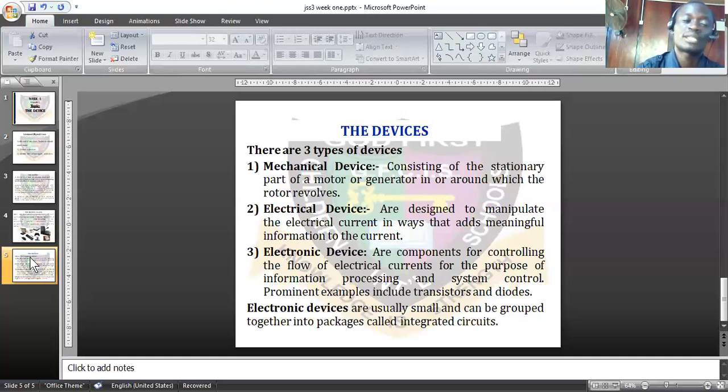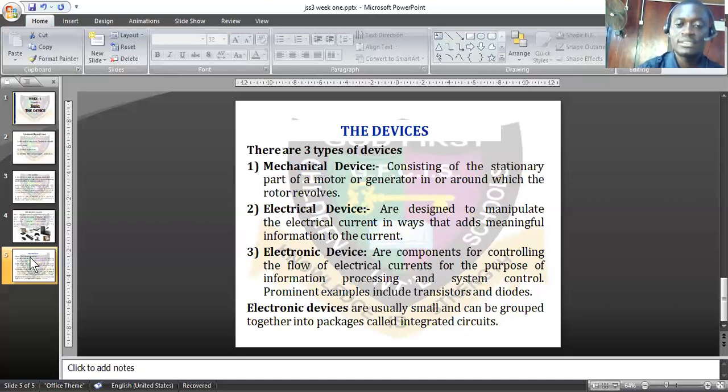Now, basically, what we are trying to say is devices are of three types, but the common one we all have around is the electronic device. Remember, we define a computer as an electronic device because it consists of a lot of transistors and diodes. Our TV, for example, is an electronic device. Our iron is an electrical device. The generator we use to run our pepper grinder at home, they are mechanical devices.